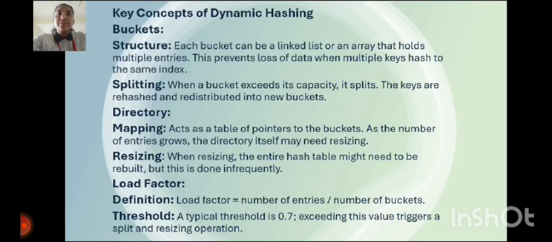Key concepts of dynamic hashing. Buckets structure. Each bucket can be a linked list or an array that holds multiple entries. This prevents loss of data when multiple keys hash to the same index. Splitting. When a bucket exceeds its capacity, it splits. The keys are rehashed and redistributed into new buckets.